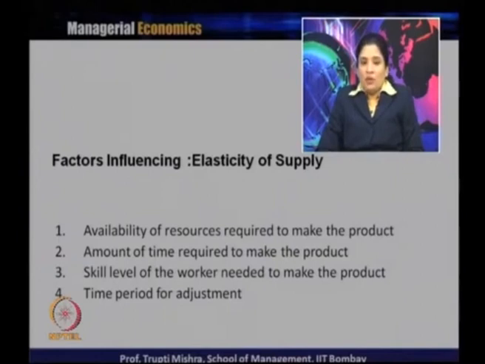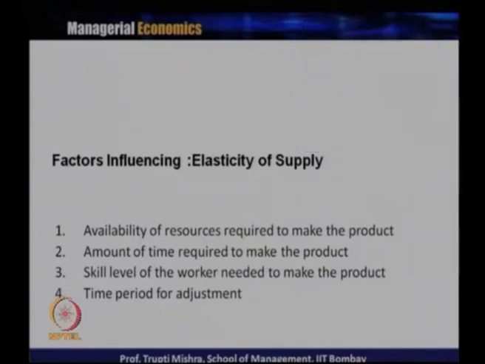The final, or fourth, factor which influences elasticity of supply is the time period for adjustment. If the time period to adjust to the change in the price is larger, it is the case of more elastic supply, and if there is less time for adjustment, then the supply is inelastic, or we can say less elastic. More time for adjustment means more elastic supply. Less time for adjustment means less elastic supply, or the case of inelastic supply.